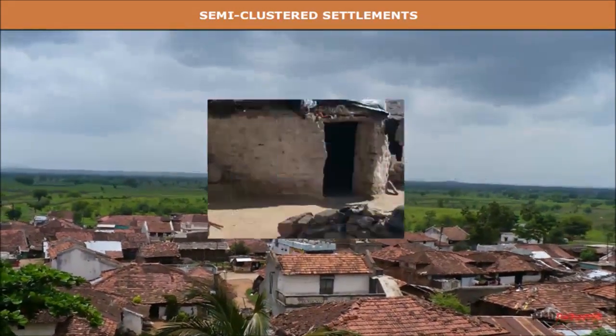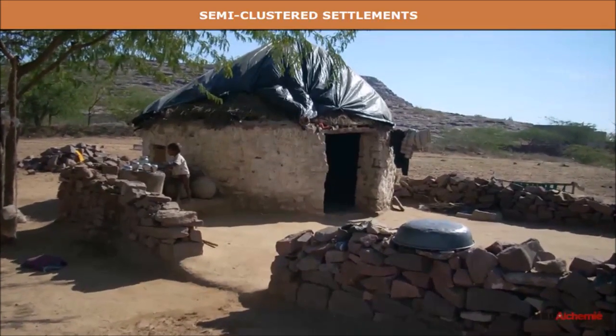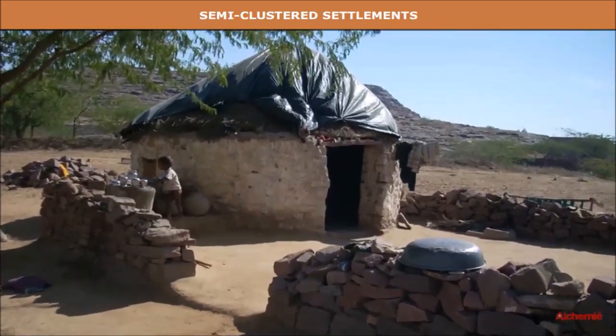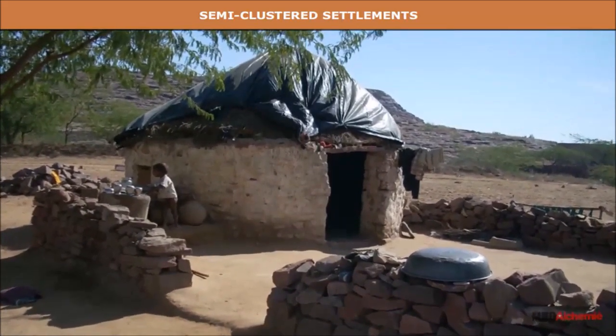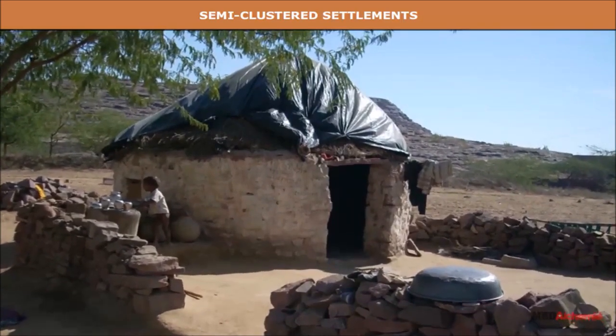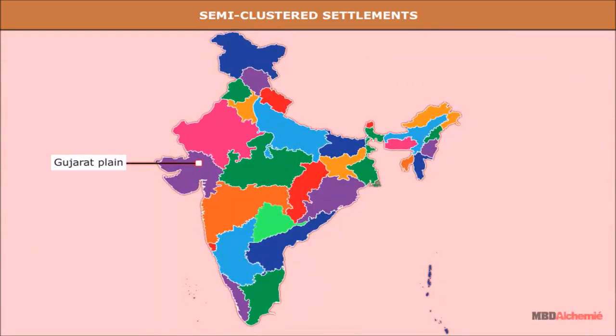Mostly in such cases, the central part of the main village is occupied by the land-owning and dominant community, whereas people of lower strata of society and menial workers settle on the outer flanks of the village. Such settlements are extensively found in the Gujarat plain and some parts of Rajasthan.